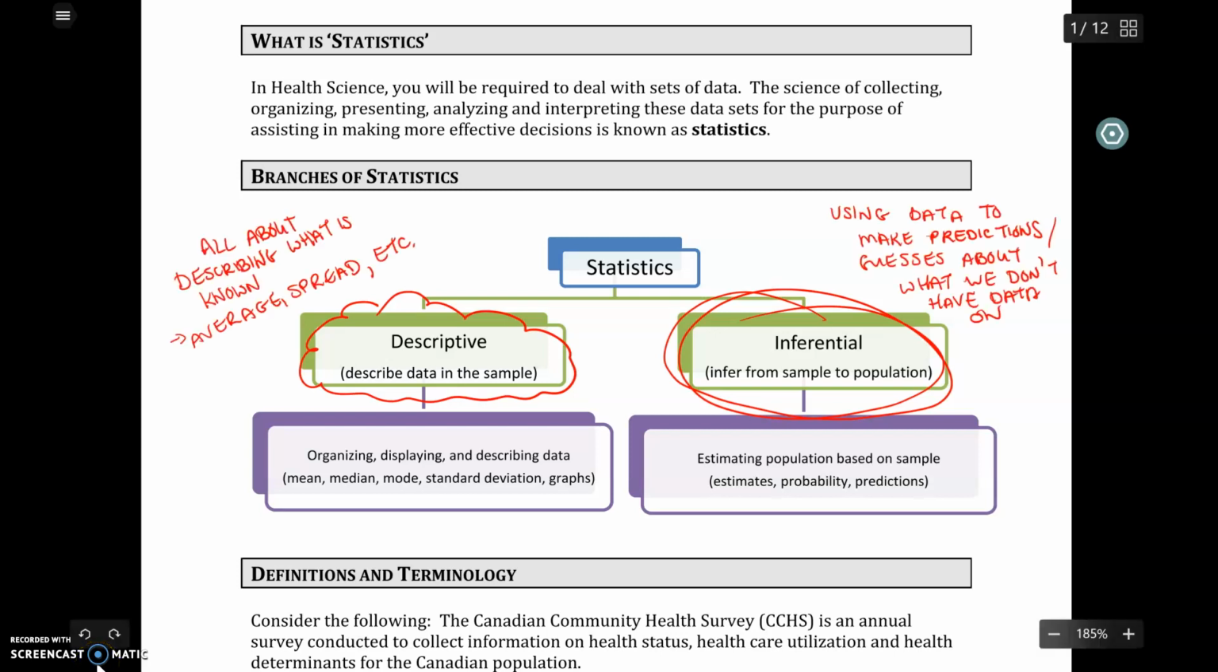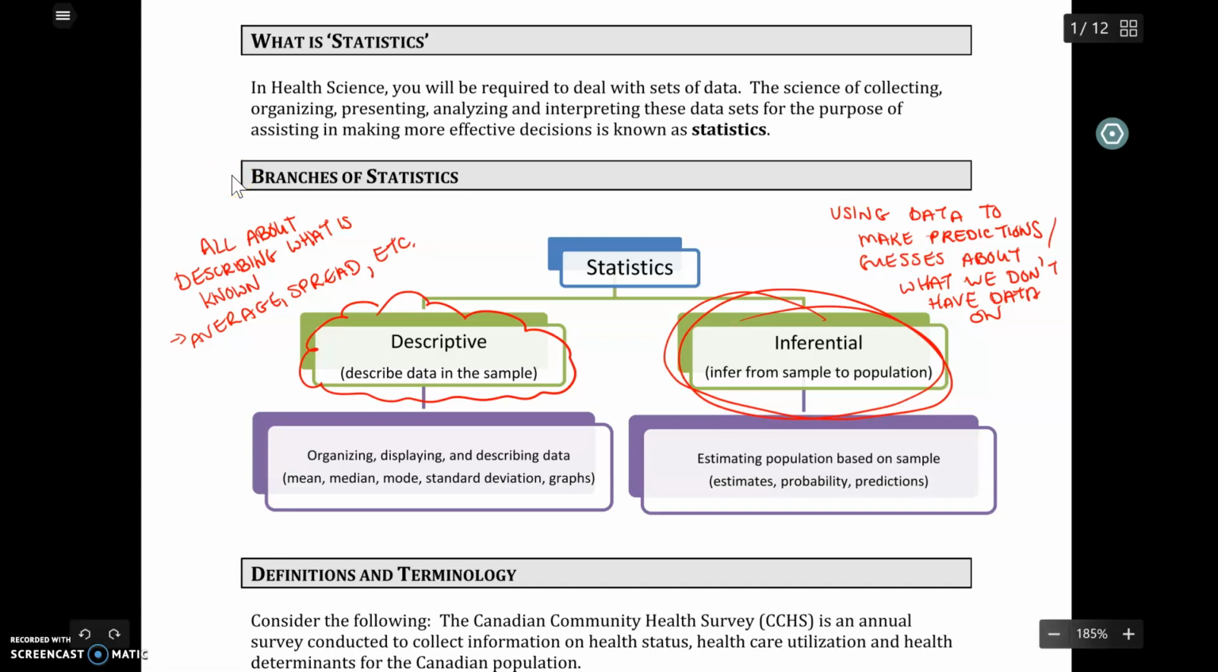There's different reasons why we might want to make predictions or why we have to make predictions when we don't have the data required. Sometimes it's because we're only able to collect data on a sample and not on a population. And sometimes we're collecting data in the present and hoping to make predictions about the future.